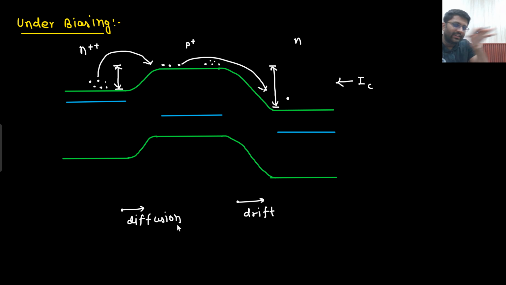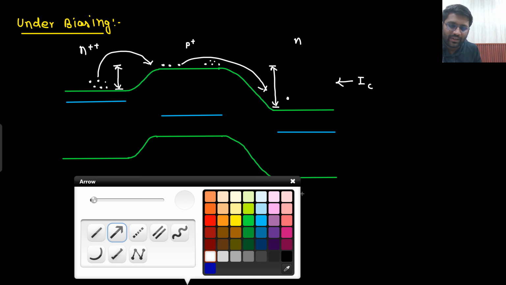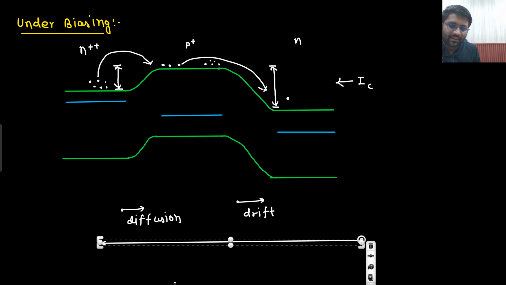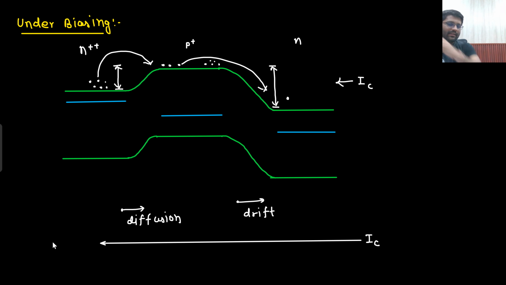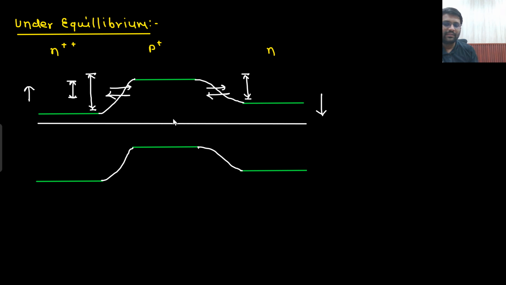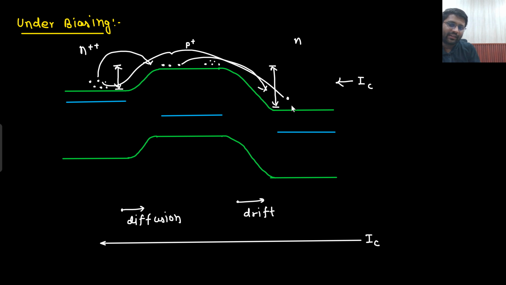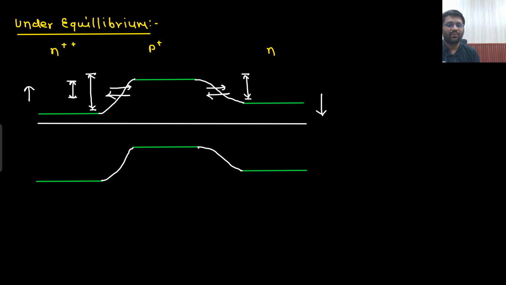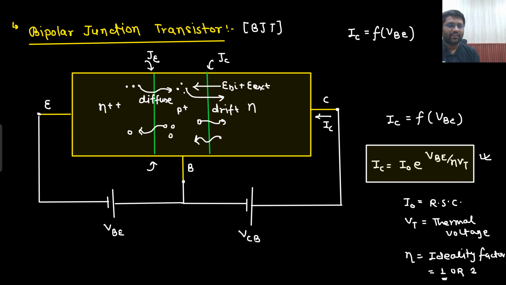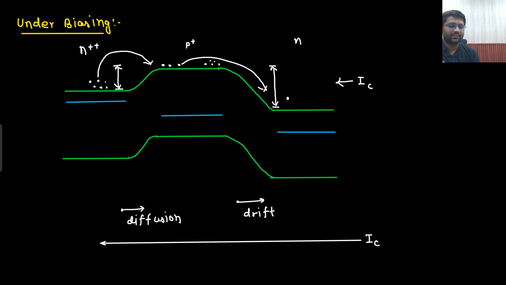So electrons are diffusing in this direction, drifting in this direction. That means there will be a current in the opposite direction, which will be IC, your collector current. Clear? This barrier reduced, this barrier increased. So it's like they go here and then they go down. Well and good. All fine. So this is about a prerequisite that we have done in 40 minutes.